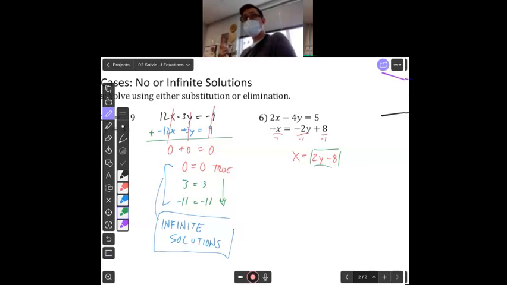Plug it in. Get into that first x. So 2 times. Or it'd be wrong to plug it into the x in the second equation. It has to be the first one. If you plug it into the x in the second equation, you're just going to end up with this loop that gets you nowhere. 4y minus 16 minus 4y equals 5.